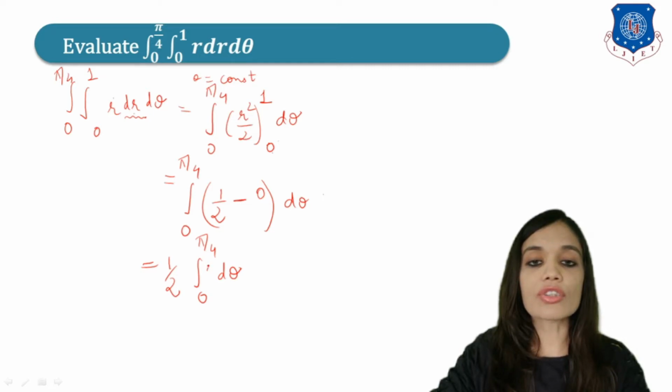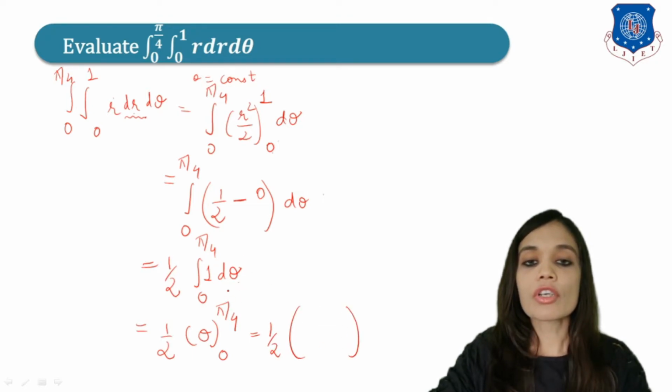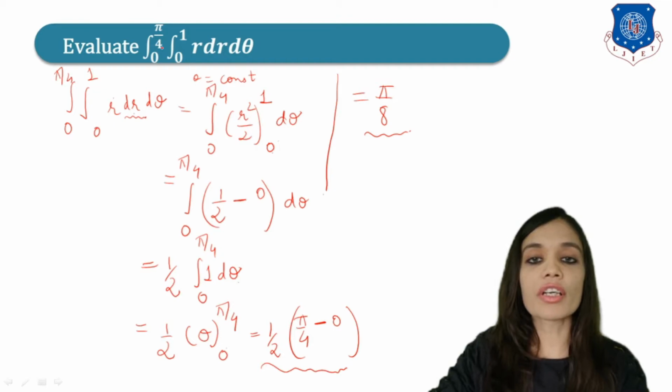Now we know the integration of 1 d theta will be theta. Keep 1 upon 2 as it is and put your limits, 0 to pi by 4. The upper limit is pi by 4 minus the lower limit, which is 0. Now simplify this. The final answer of this integration is pi upon 8. So what we have done here: firstly we evaluated with respect to r keeping theta as constant, then evaluated the resultant integral with respect to theta and found the final answer.